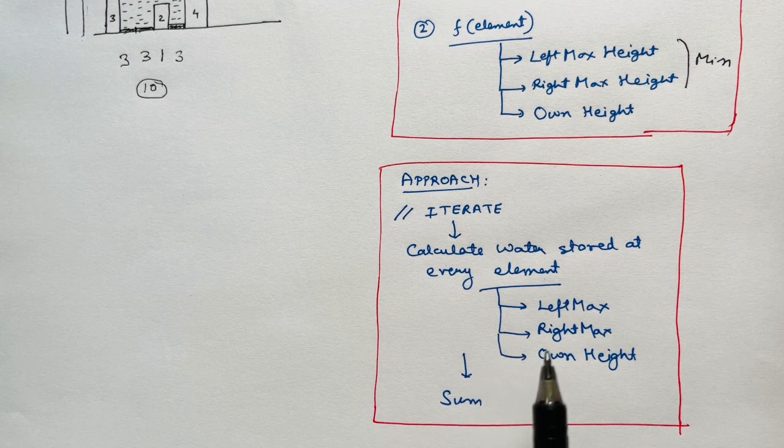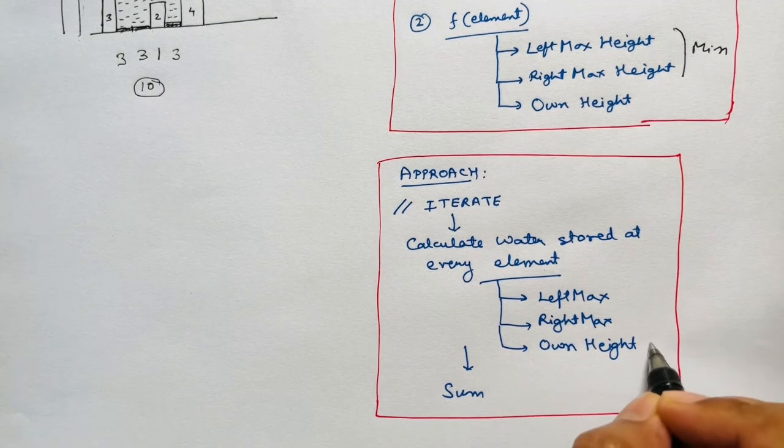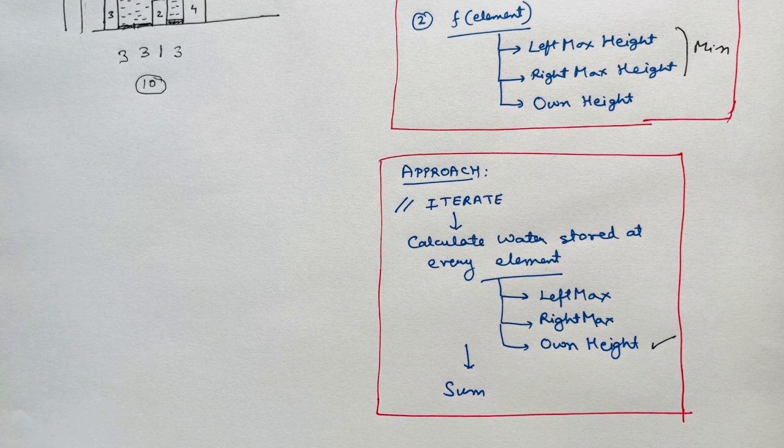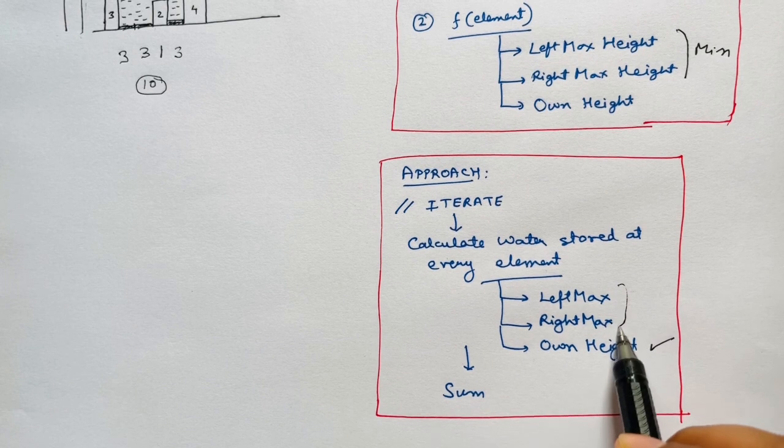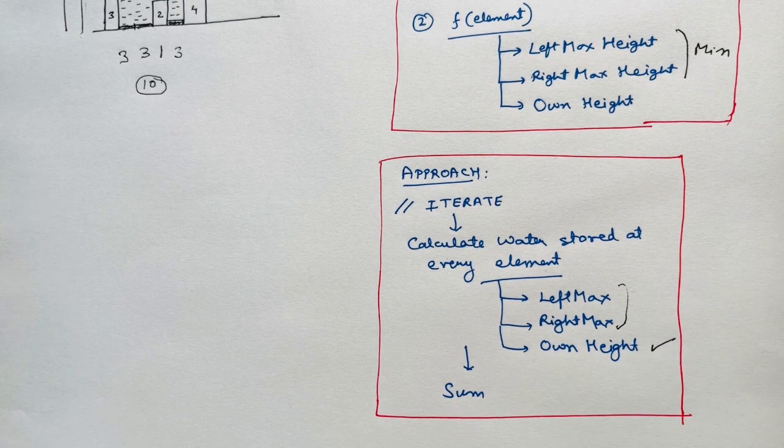For that we need 3 things: left max, right max and own height. We know own height, that is A[i]. But we need to be able to calculate what is the element maximum to its left and what is the element maximum to its right. So this is our sub problem that we need to focus on.